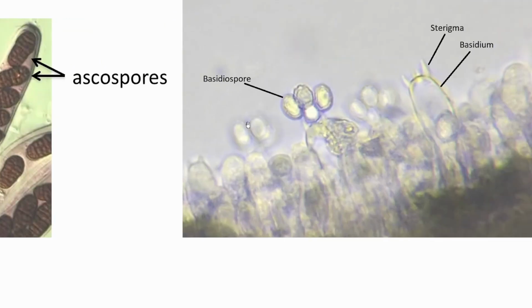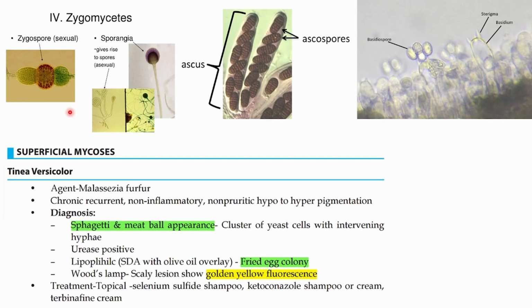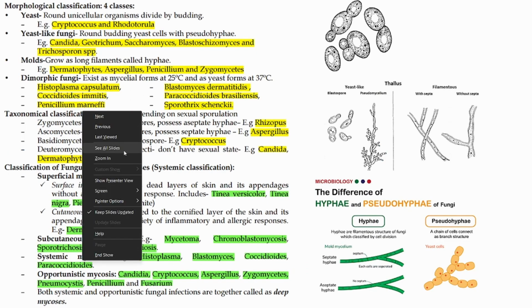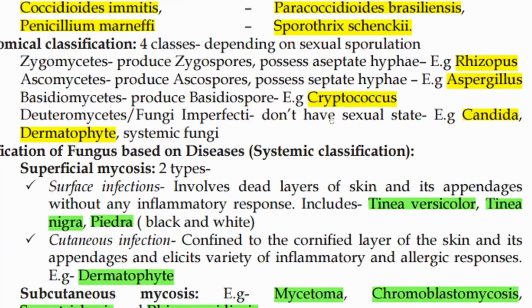Then we have the basidiospores. See, these are tiny things. This is called basidium, sterigma. Okay, and these are the basidiospores. We'll go back, we'll go here. So Aspergillus, we know, looks like the device used for sprinkling holy water. Basidiomycetes, example is Cryptococcus, cryptocurrency.